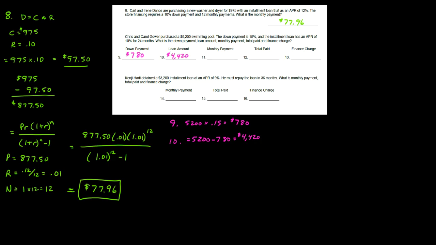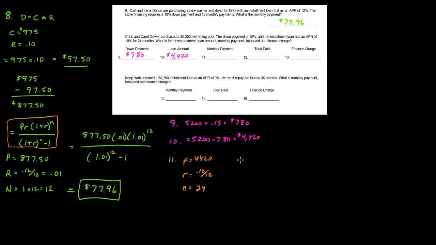The monthly payment is going to be just like I did right here. I'm using this monthly payment formula. I need my P, my R, and my N. My P is the amount of the loan, so it's $4,420. My R, in this particular problem, is a 10% loan, so it's going to be 0.10 divided by 12. And then my N is the number of years times 12. In this case, it tells me it's a 24-month loan, so it's a 2-year loan at 12 payments per year for a total of 24.